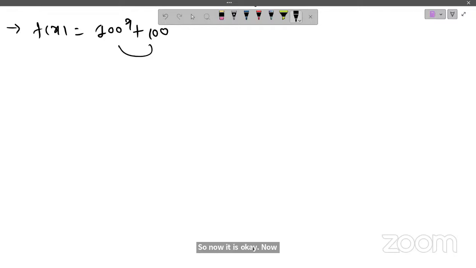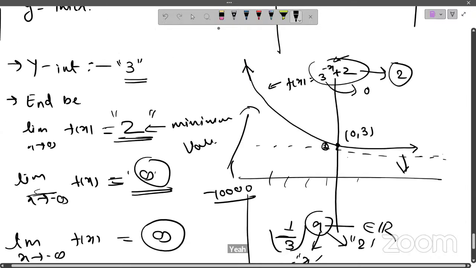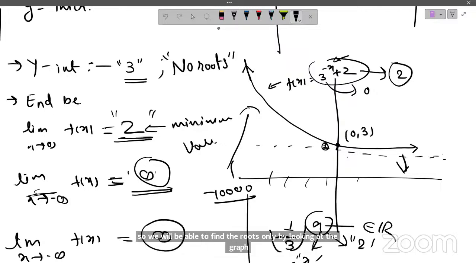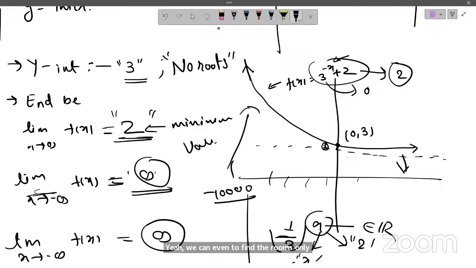Now, someone has a doubt in the practice assignment. The roots you left in the last part. There is no root, right? Because it is not touching the x-axis, so no roots. So we will be able to find the roots only by looking at the graph. Because obviously it is not going below 2, so how could it reach 0? It cannot. Okay, I understood this. But if it is some other equation and you have to find the roots, is there any specific method to find them?